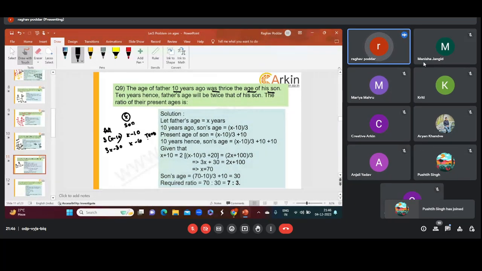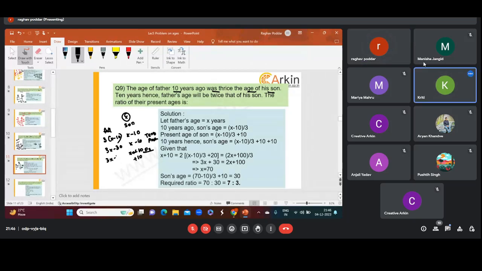Now from 10 years back, you need to come to present. This is the mistake that you did. You never came to present, you just went to future. I told you one thing, Kriti, that from past you need to come to present first. So from past, if you want to come to present, you need to add plus 10. So it would be x minus 10 plus 10. Oh, you did this step. Okay. So now you came to present. So this would be 3x minus 20 and this would be x.